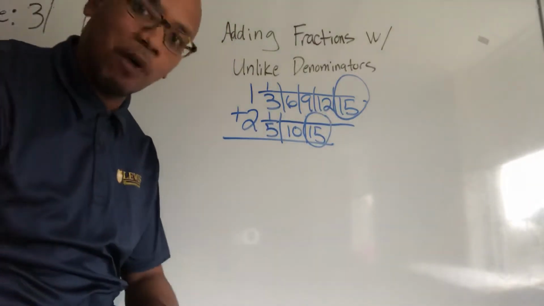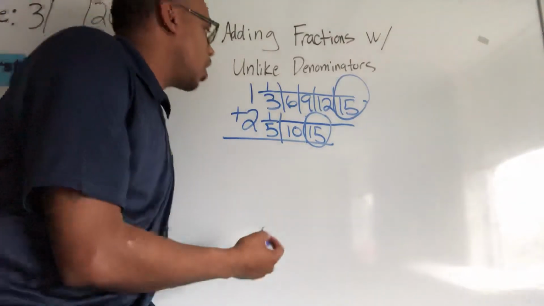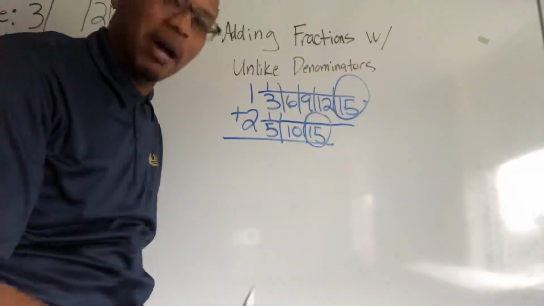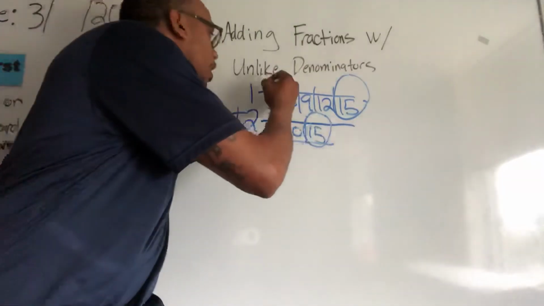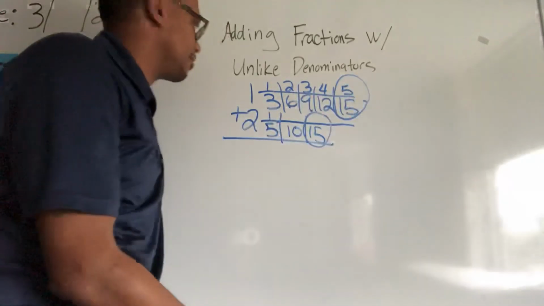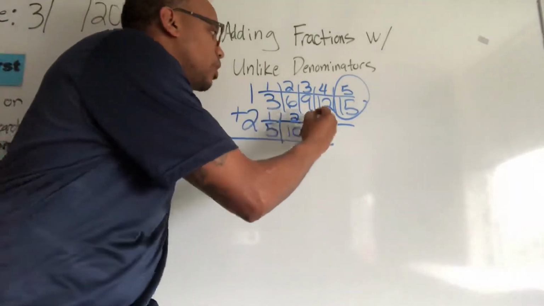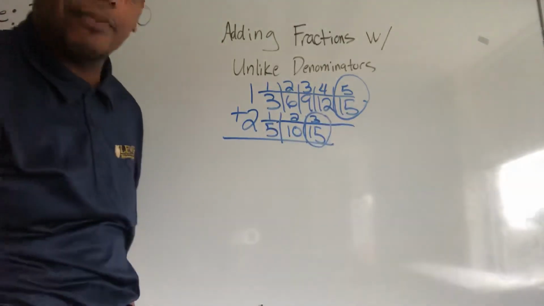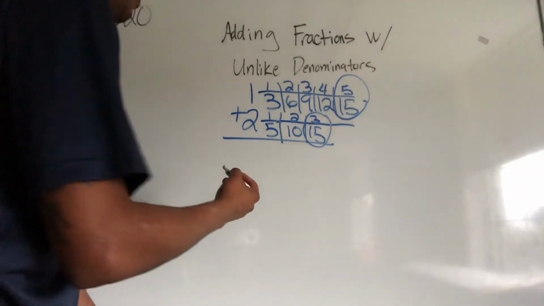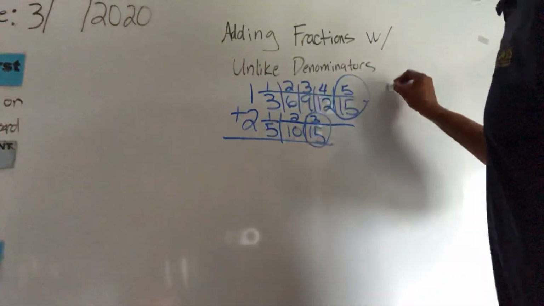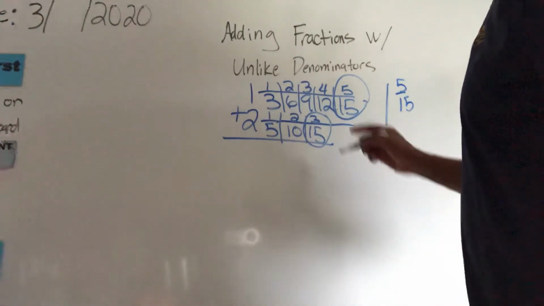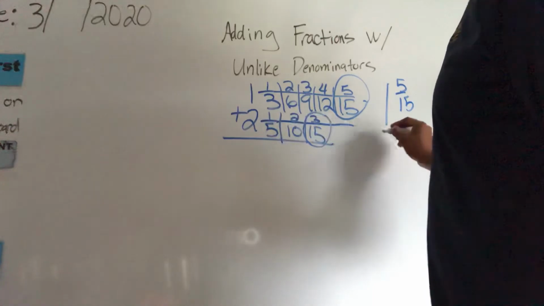That means I have to change both of the fractions. Once I figure out the common denominator is 15, just change the numerators by skip counting those too. 1 plus 1 is 2, plus 1 is 3, plus 1 is 4, plus 1 is 5. 1 plus 1 is 2, plus 1 is 3. Now you have new fractions you can use. Instead of 1 1/3, you can use 1 5/15. Then instead of 2 1/5, I can use 2 3/15.